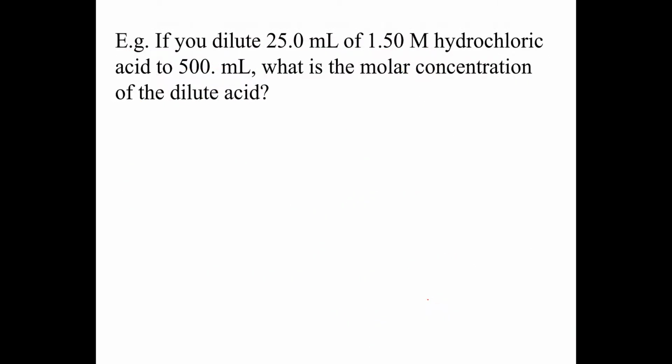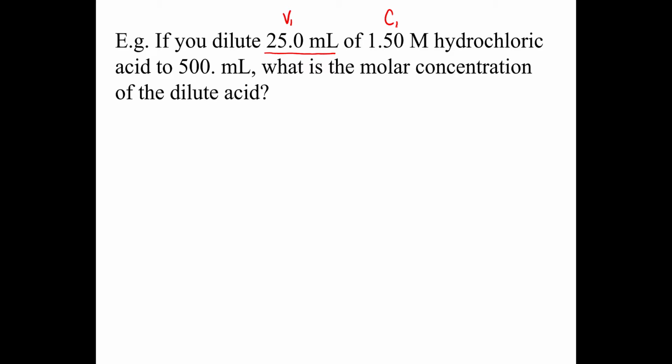Since this is used so frequently, let's do one more quick example here. If you dilute 25.0 milliliters of 1.50 molar, that's 1.50 moles per liter of hydrochloric acid. So we're going to dilute this stock solution. Our stock solution is going to be, here's V1. This would be our concentrated stock solution. This would be our initial concentration, so we'll call that C1.